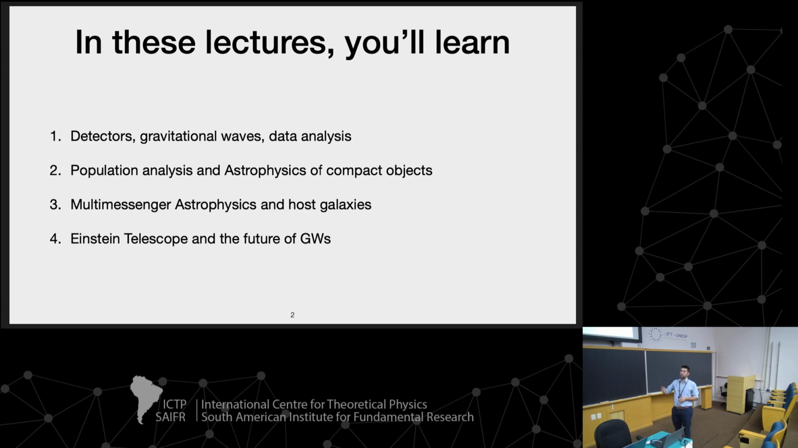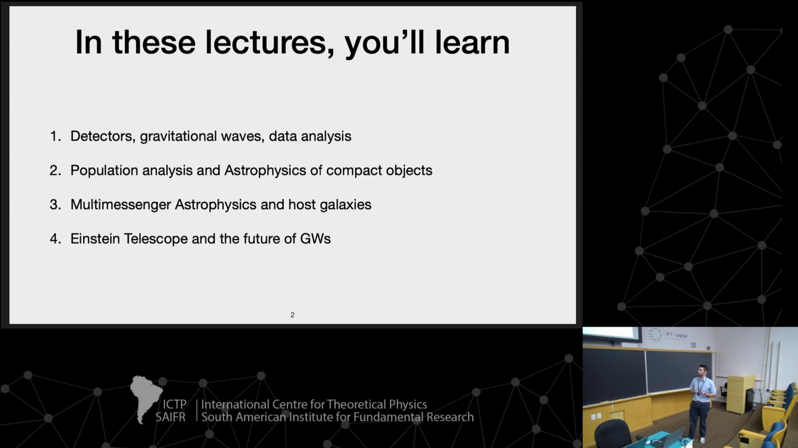Second lectures will be about population analysis. So we do not have one gravitational wave detection. We have many of them. So we can learn from the entire population. And we learn about how we form these black holes and binary black holes in neutron stars that produce gravitational waves. Multi-messenger astrophysics is a powerful instrument. We are combining gravitational waves and traditional electromagnetic emission. It's going to provide us a lot of information about our universe.